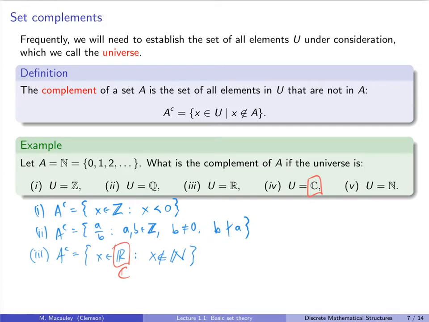And finally, this is an important case. If my universe is the natural numbers, then there is nothing in my universe that is not in my set A. So in that case, the complement of A is the empty set, which, well, I should probably write that. It's easier to write it like that.